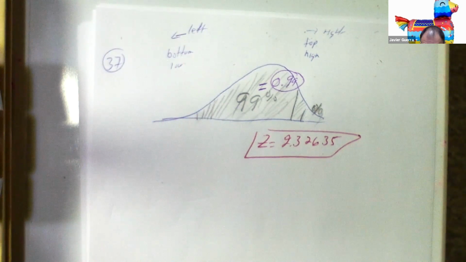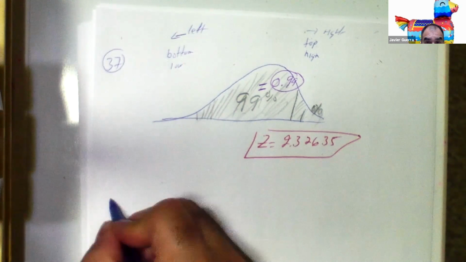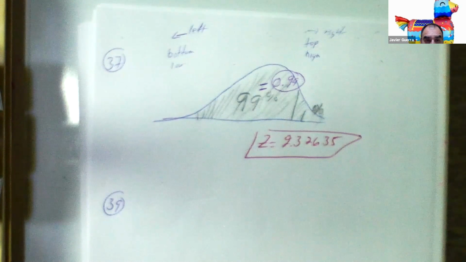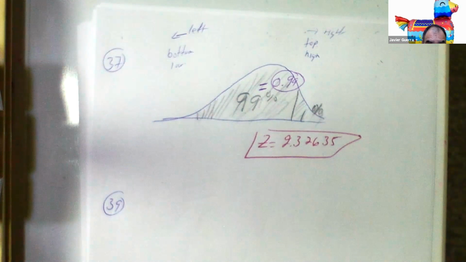I think we need to do number 39. What do you think? Let's do 39 together. We'll do it together as a dysfunctional family. I want you to see something cool. Now, you remember a bell shape is symmetrical. That means one side is the same as the other side. That's the property of a normal curve. It's symmetrical.